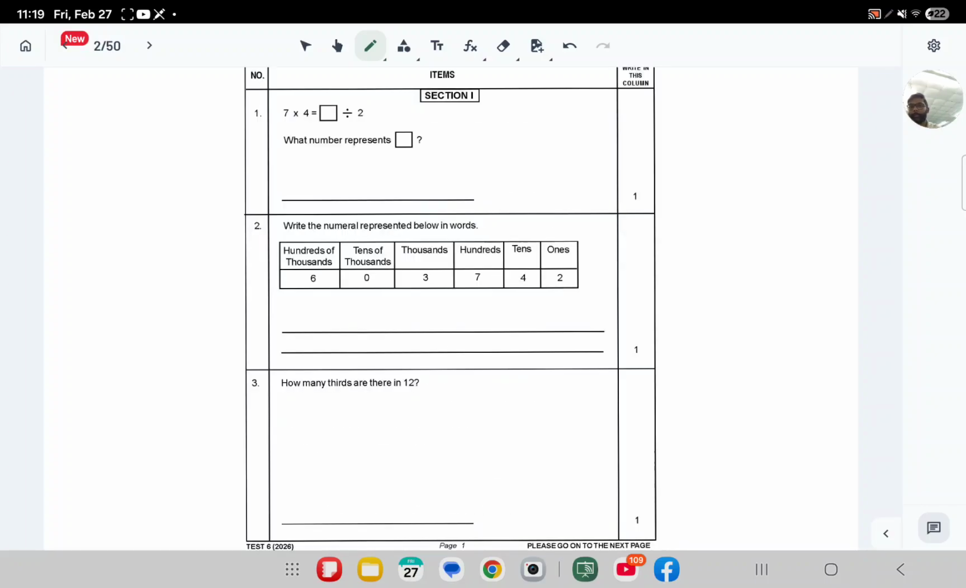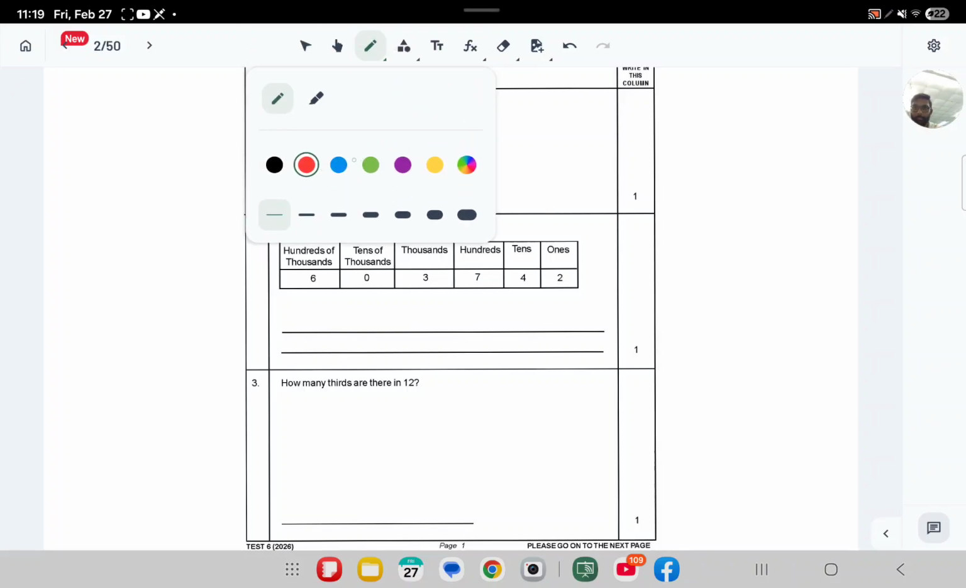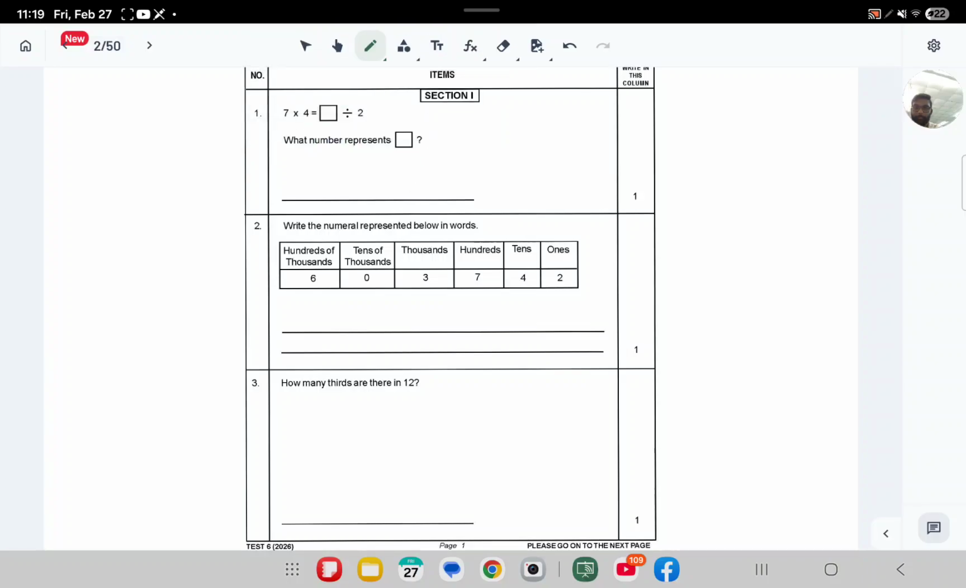Number 1, we have 7 multiplied by 4 is equal to something divided by 2. We know based on the equal sign that both sides have to be the same. So we need to work out one side first. We work out the 7 by 4. So 7 multiplied by 4 is equal to 28, which means that 28 is equal to some number divided by 2.